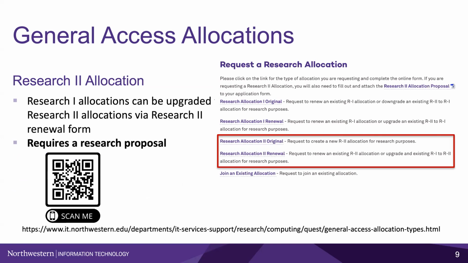To apply for a Research 2 allocation, users must provide a research proposal. The format of the proposal is provided in the form of a downloadable template. Users with an existing Research 1 allocation can also apply for Research 2 renewal. And this template is split into 3 parts.